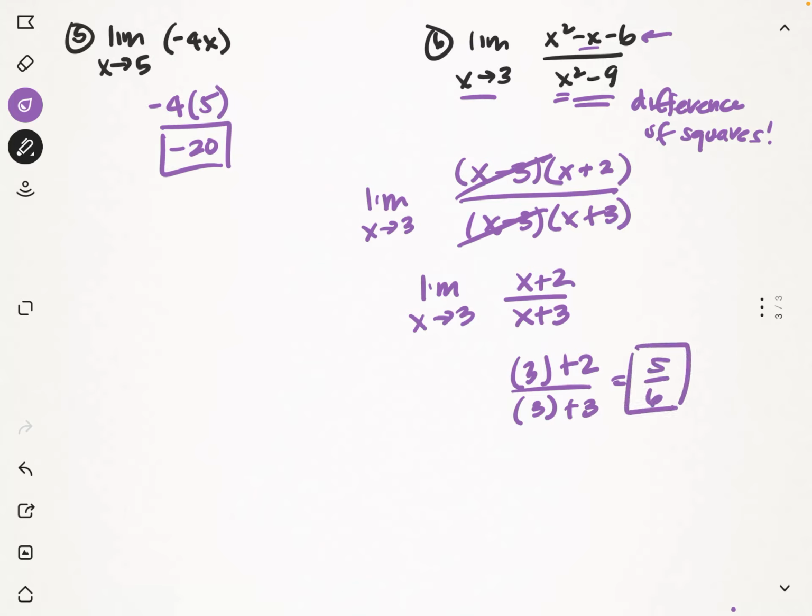And then you're done. All right, so if you can, go ahead and factor if we have polynomials in there, and then see if things will cancel, because if they do, what we end up with is something we can plug into most times. We can just substitute in at the end.